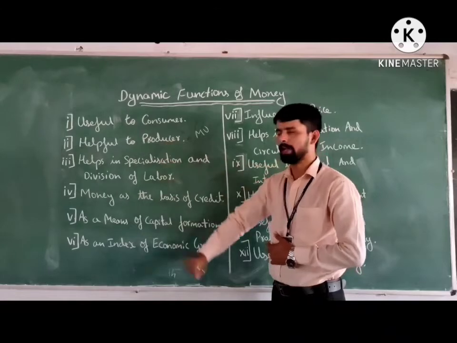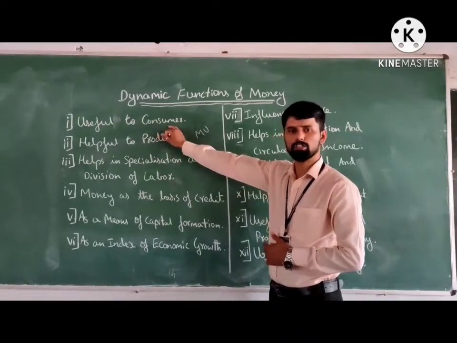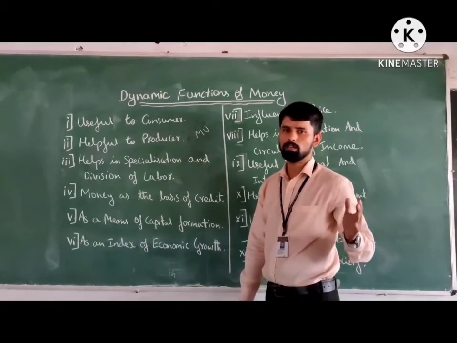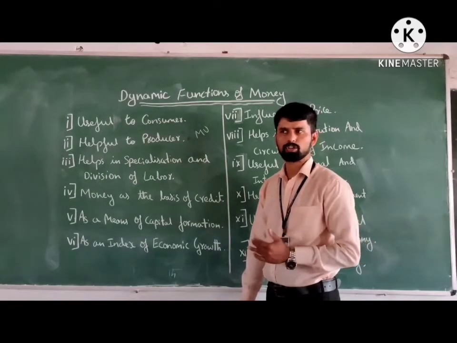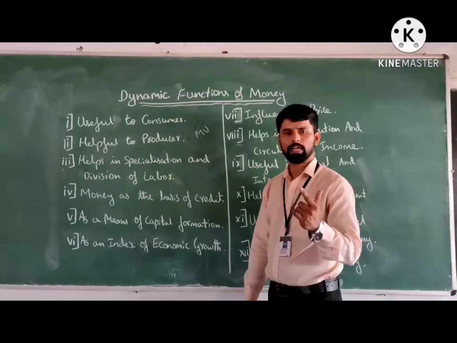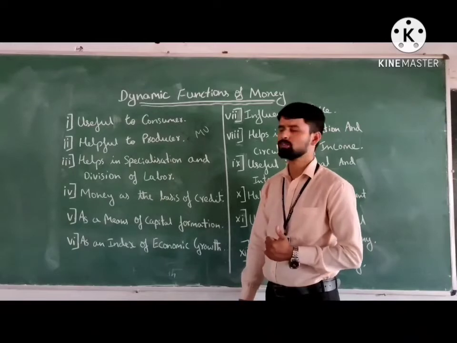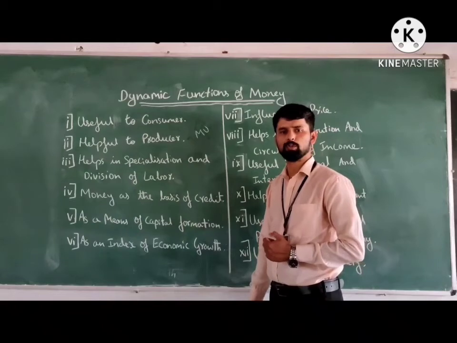The second one, helpful to the producer. Here, the rational distribution of the income is equally distributed over different wants, right? And the income is represented in terms of money. Income is in terms of money, so that's why it is very useful to the consumer. The second one, helpful to the producer.